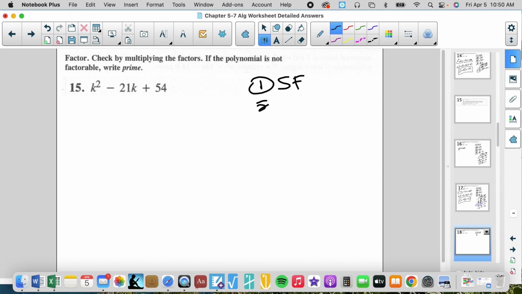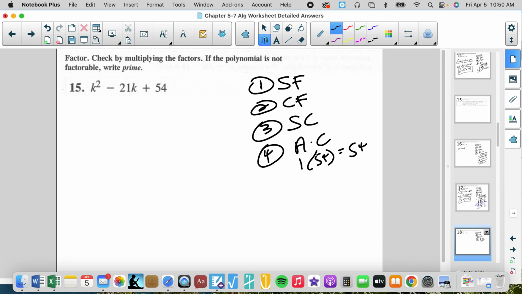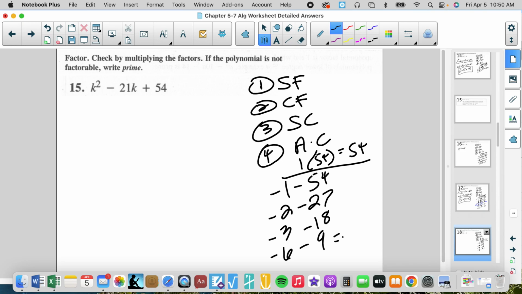Standard form, common factor, special case, a times c. 1 and 54, 2 and 27, 3 and 18. 4, no. 5, no. 6, yes, 6 and 9. And that's it. Signs are the same. Both are negative. 21 is my middle.